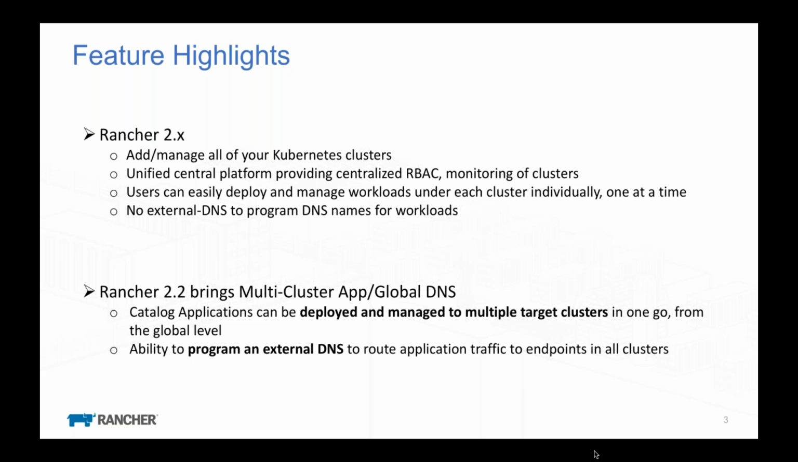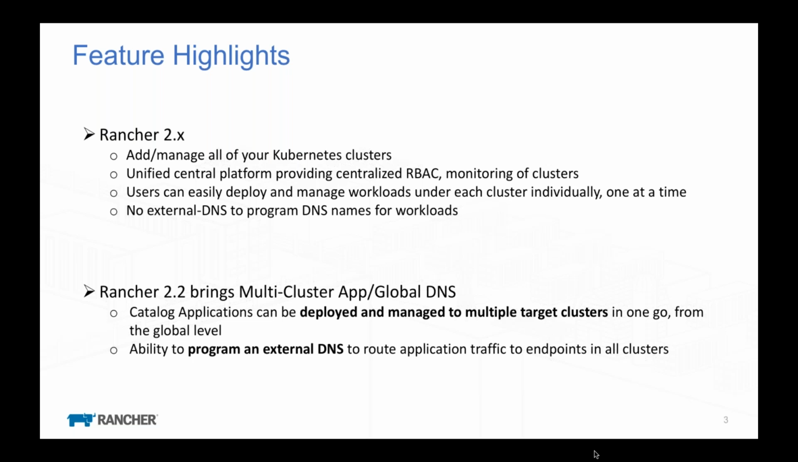So with 2.2, what Rancher brings is multi-cluster app and global DNS, these two features. With these catalog applications, they can be deployed and managed to multiple target clusters in one go from the global level. And with global DNS, what we are adding is the ability to program an external DNS to route the application traffic to various endpoints in various clusters.